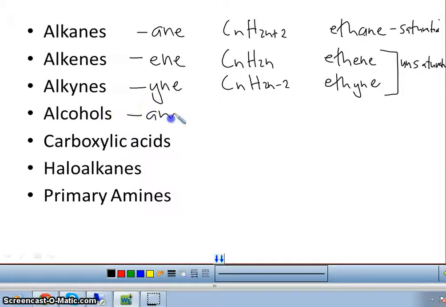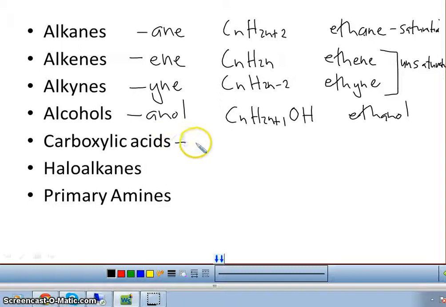Alcohols, n-ol is the naming. These will be CnH2n+1OH. So it has an OH group. It can have more than that, but basically one alcohol group will be that. So an example would be ethanol.